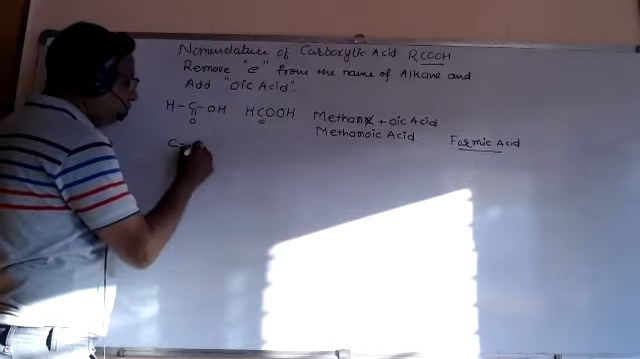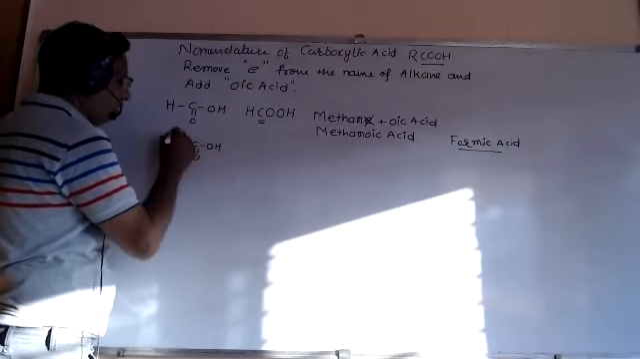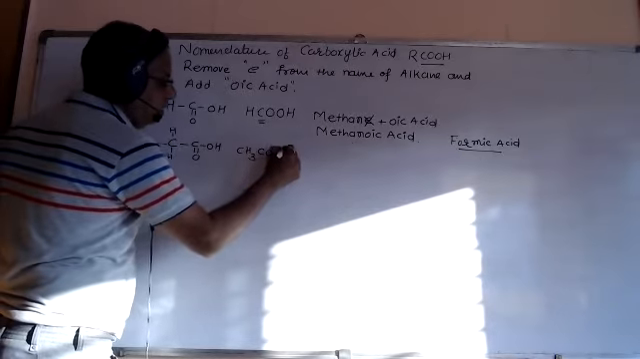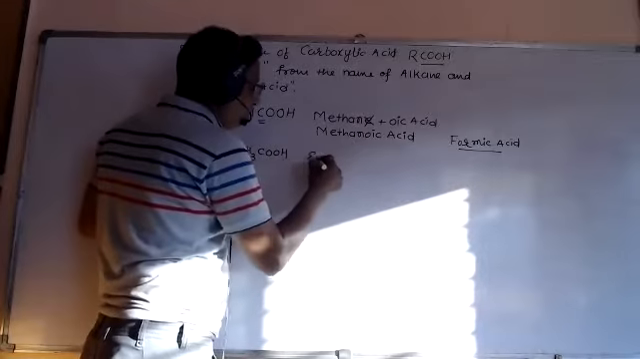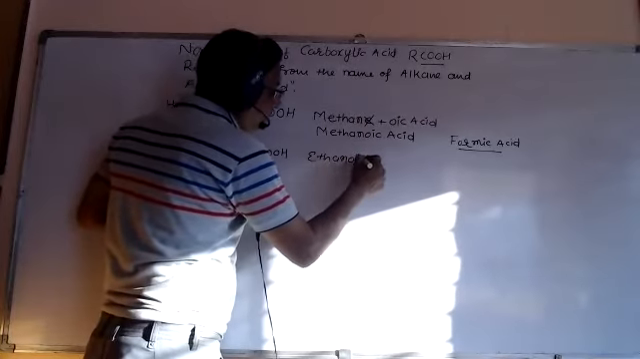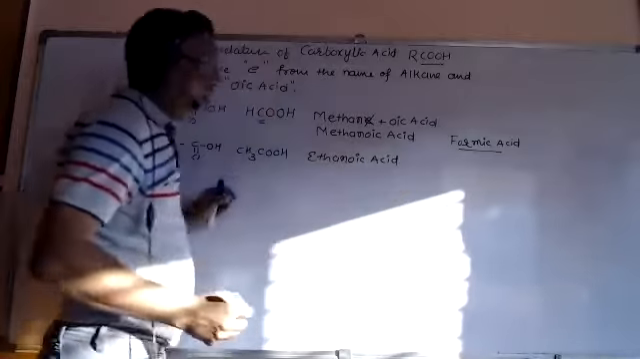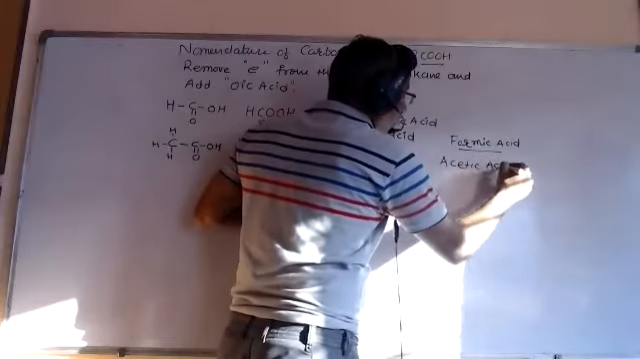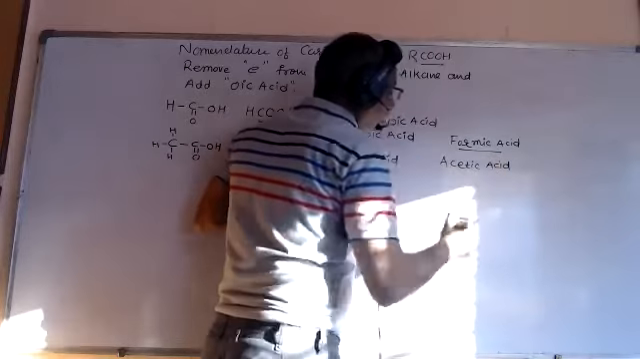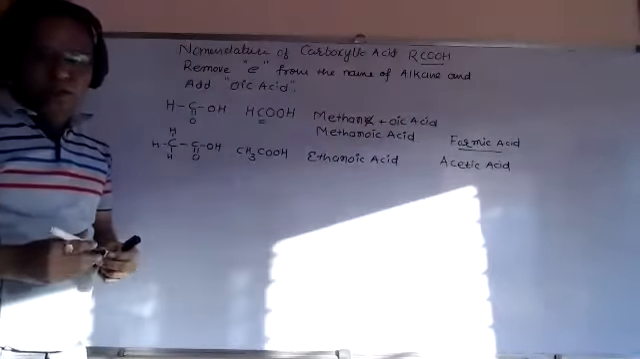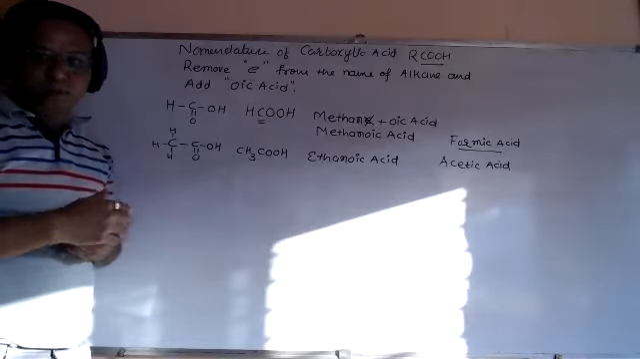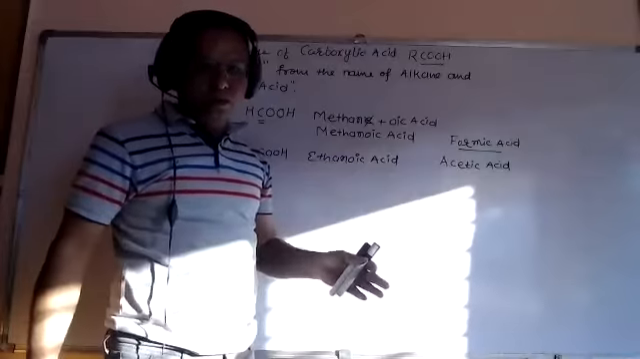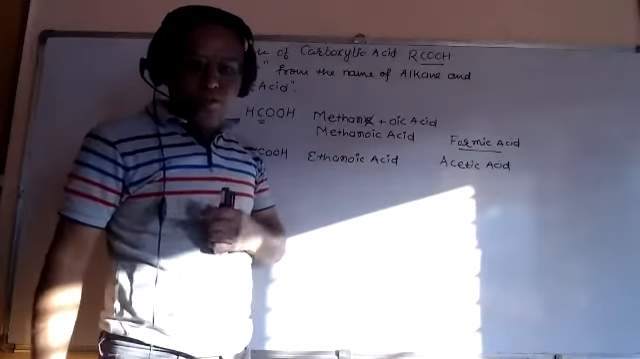If we take two carbons, so this is CH3COOH, two carbons, same to same here, ethanoic acid is the IUPAC name, and acetic acid is a common name. Once again, from acetum, Latin word, it was obtained first. So normally common names are based on Latin language and the sources from which it was obtained first.